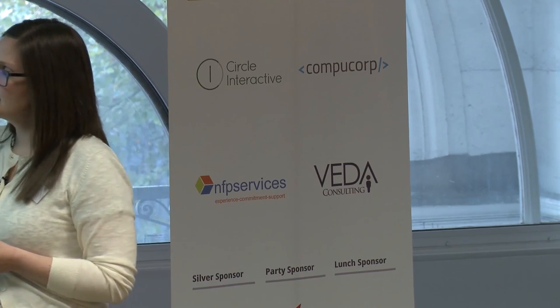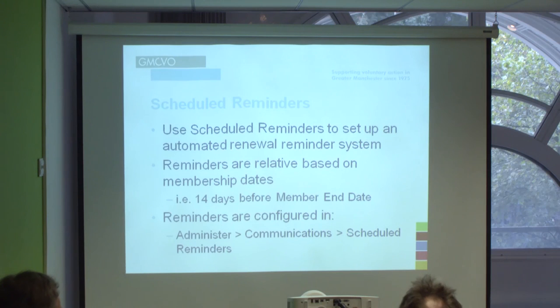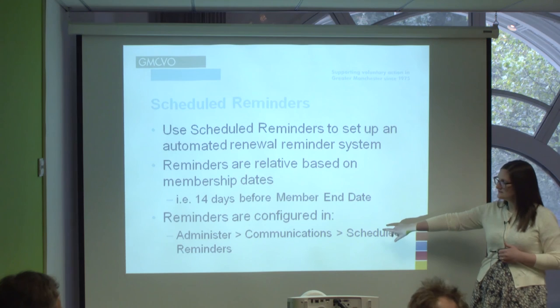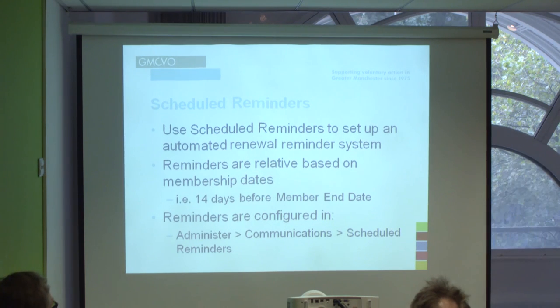We're probably not going to use the start date, although you can set up reminders based on start date. So you may want to send out an automated reminder so many days after someone's start date, welcoming them as a member. But this is specifically around expirations. So the reminders are relative, based on the end date. So we would say it's 14 days before, 30 days before, 15 days after the end date, anything like that. And that's where they're configured. So if you follow the path, Administer, Communication, Scheduled Reminders, you'll see your scheduled reminders in there.